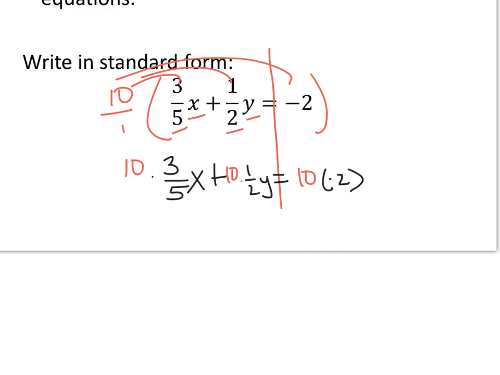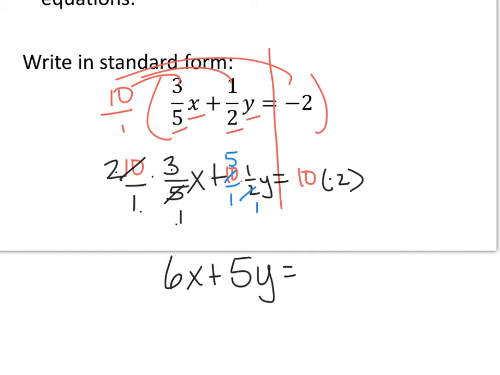What happens, because our 10 is over 1, is the 5 and the 10 will cancel. So we'll get 2 times 3, which is 6, over 1 times 1, which is 1. So we'll end up with a 6x here. And then the 2 and the 10 will cancel, so that we're left with 5 in the numerator and just 1's in the denominator. So 5 times 1 is going to give me a 5y. And then 10 times -2 is just going to give me a -20.